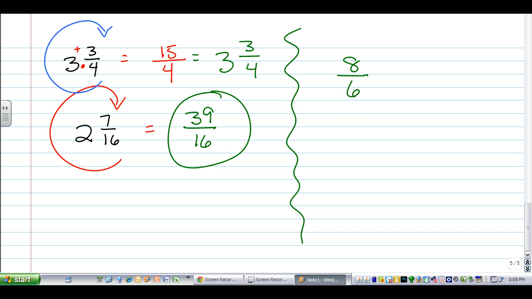All right, did you say to yourself, self, how many times does 6 go into 8? It goes in 1 time. And what's left over? 2. And the denominator stays the same, but we can write that in simplest form, and we end up with 1 and 1/3.